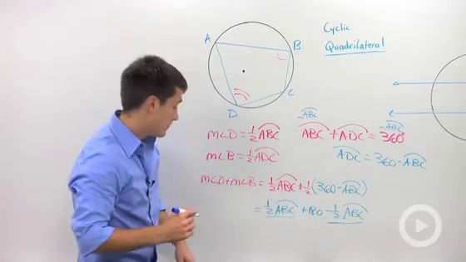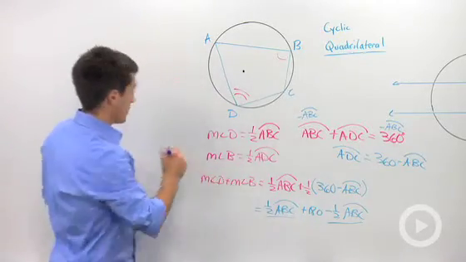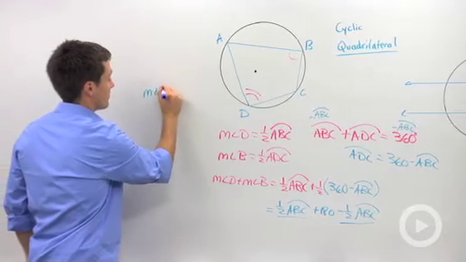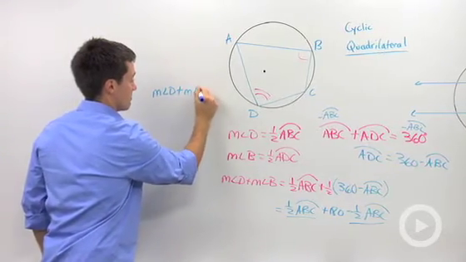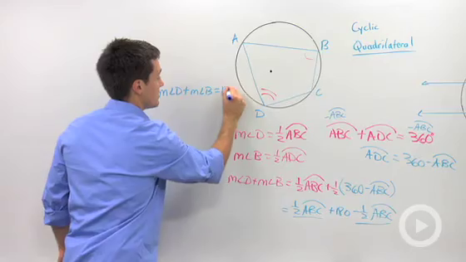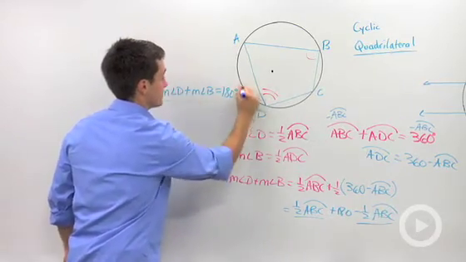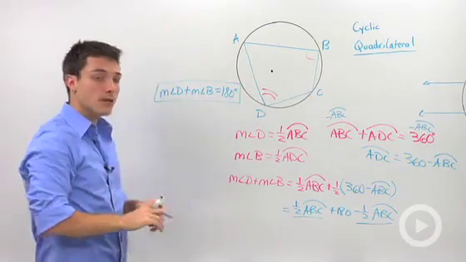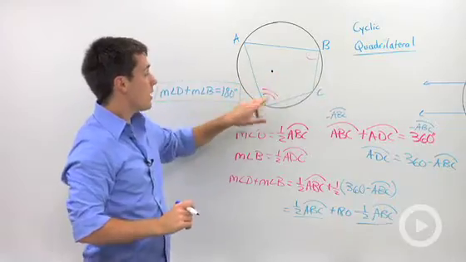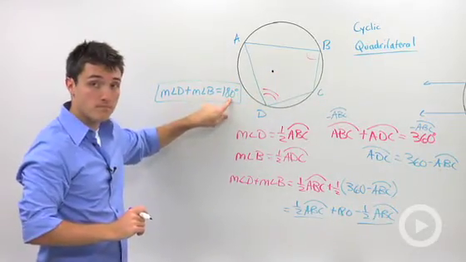So if I combine like terms, positive 1/2 arc ABC and negative 1/2 arc ABC add up to 0. So I see that the measure of angle D plus the measure of angle B is equal to 180 degrees. So in a cyclic quadrilateral, your opposite angles will always be supplementary.